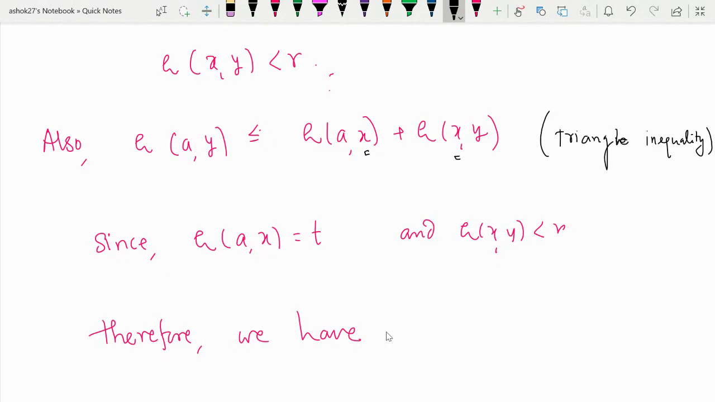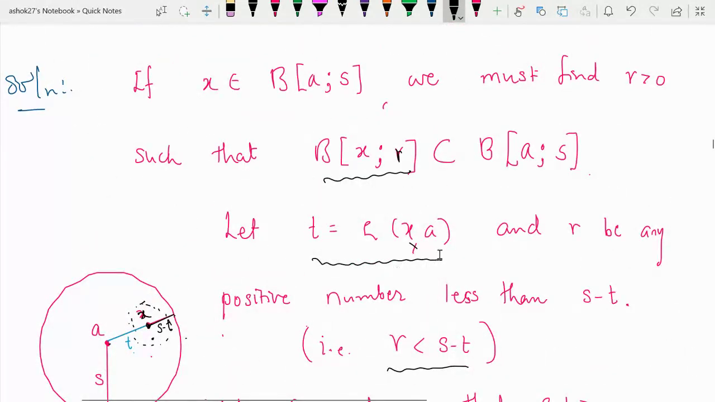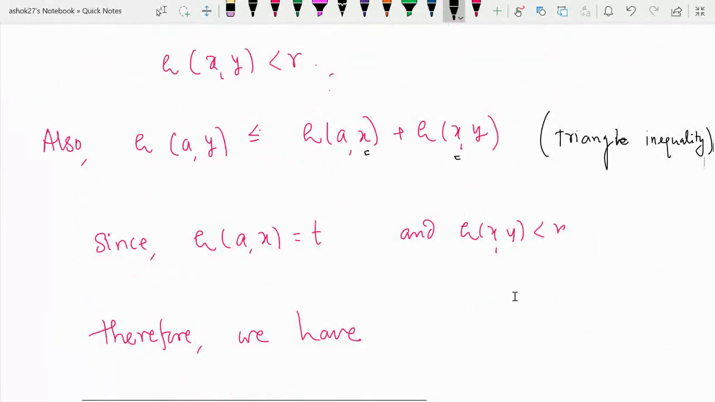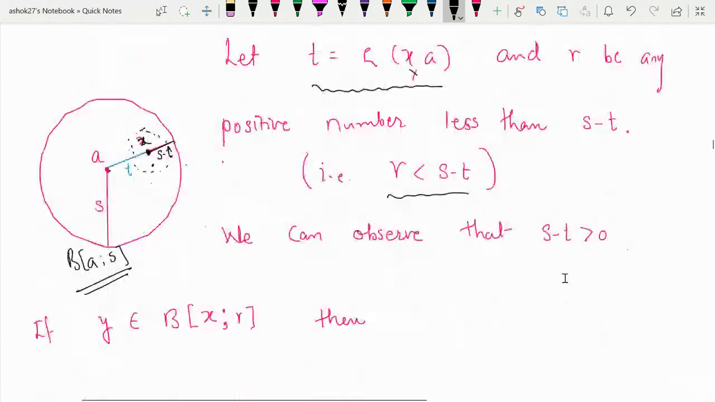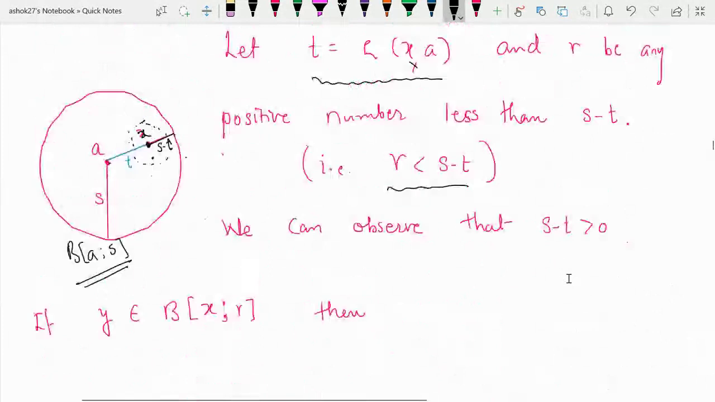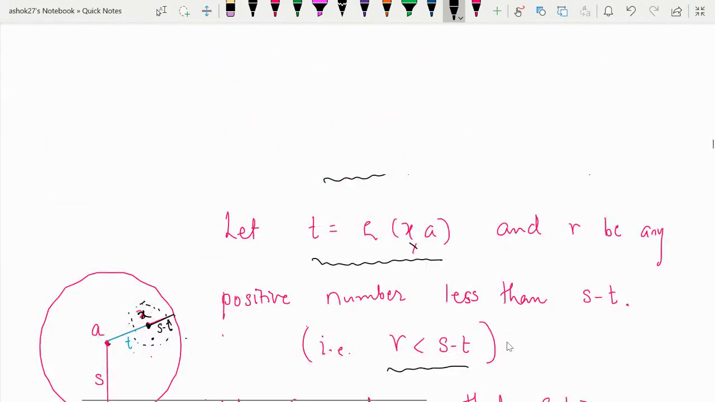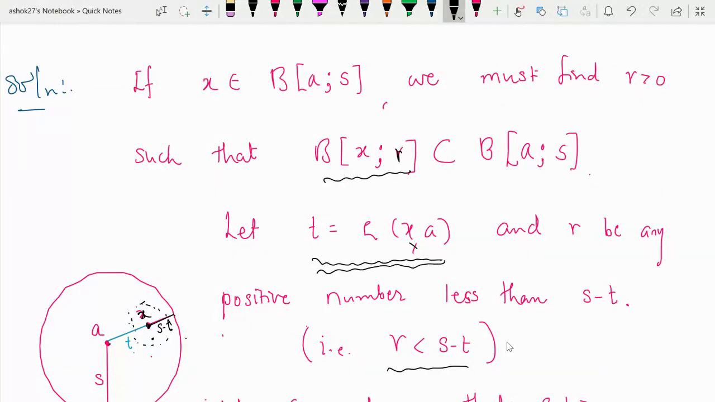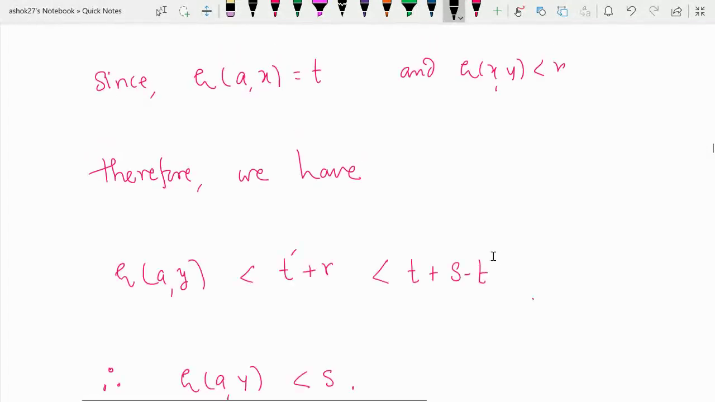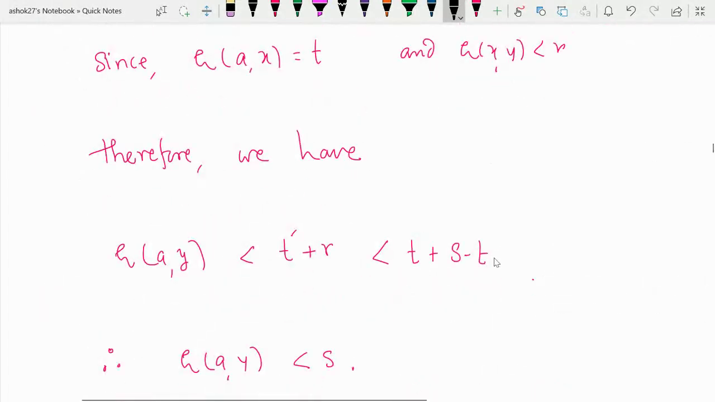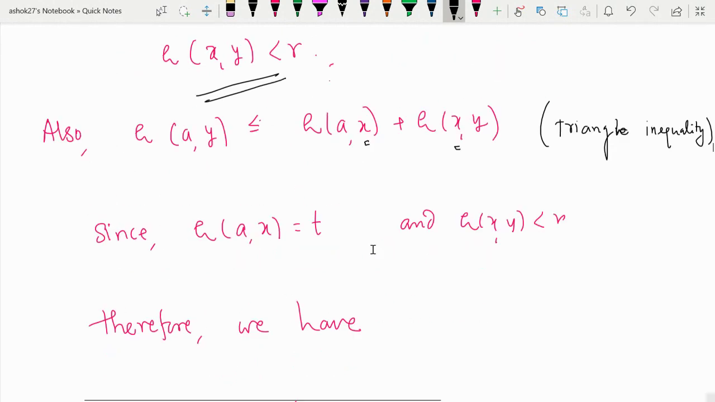Next, the distance from a to x is t, as we already defined. And the distance between x and y is less than r, because y is a point of the open ball about x with radius r. So since the distance between a and x is t and the distance between x and y is less than r, I'm putting these values in the triangle inequality which I have written.